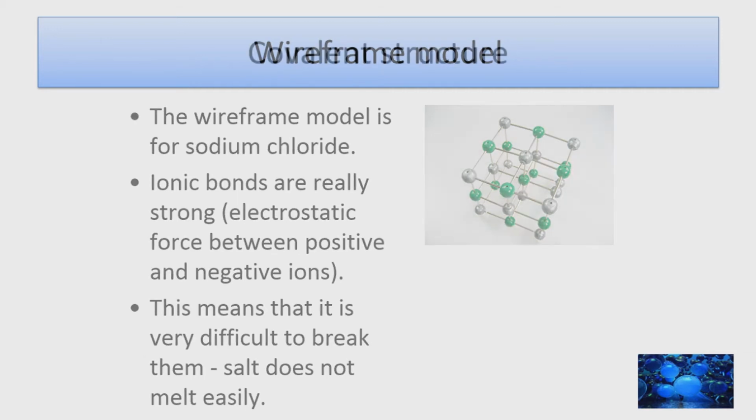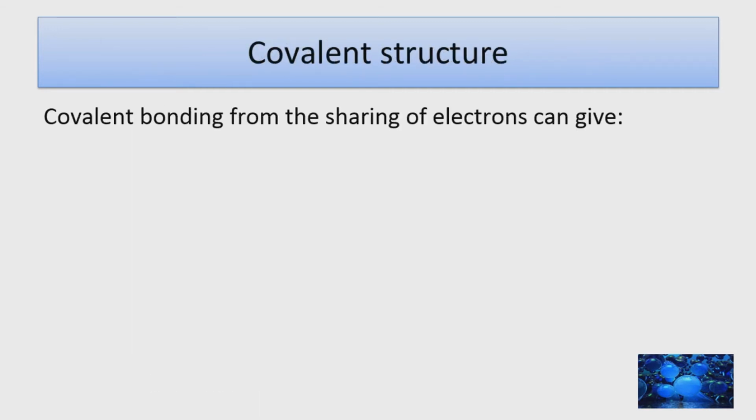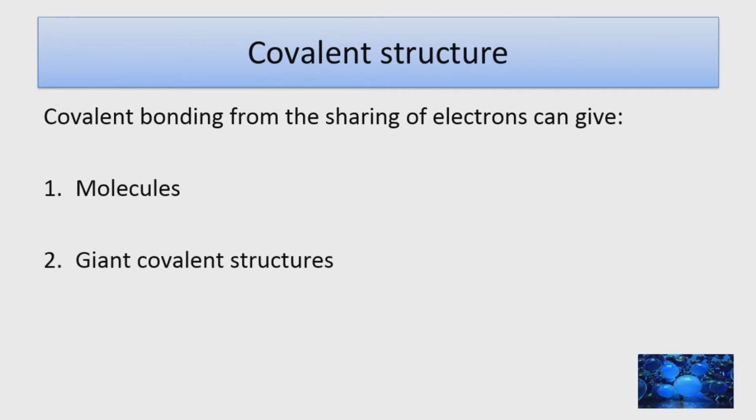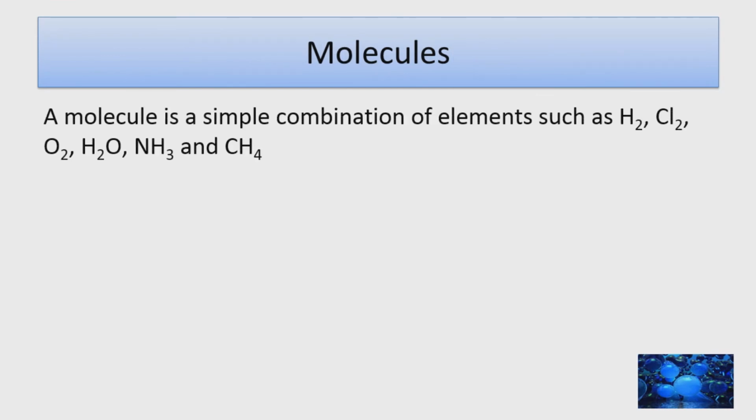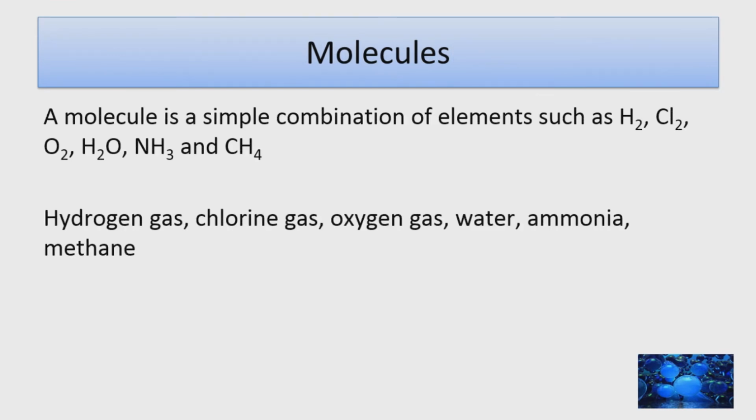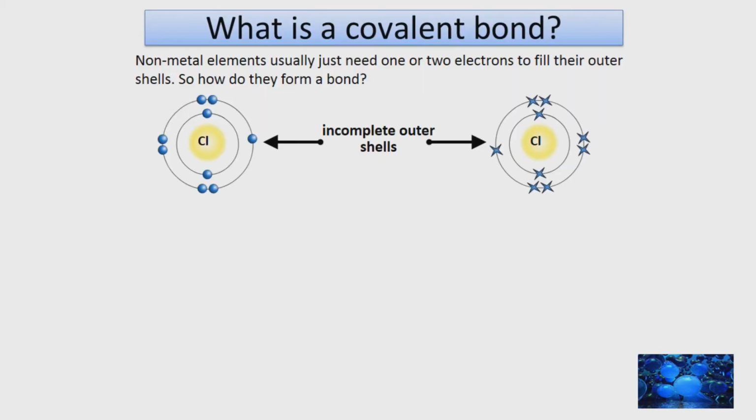Covalent bonding is a sharing of electrons to produce molecules and giant covalent structures. Good examples in the specifications are hydrogen gas, chlorine gas, oxygen gas, water, H2O, ammonia, which is NH3, and methane gas, which is CH4.